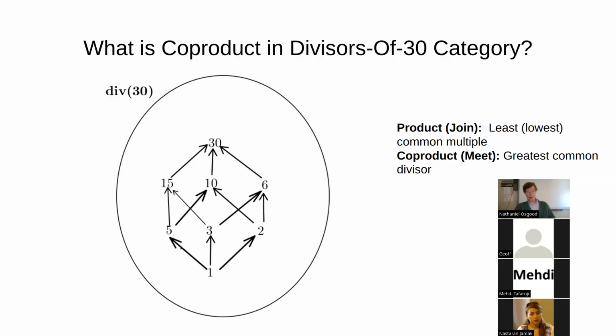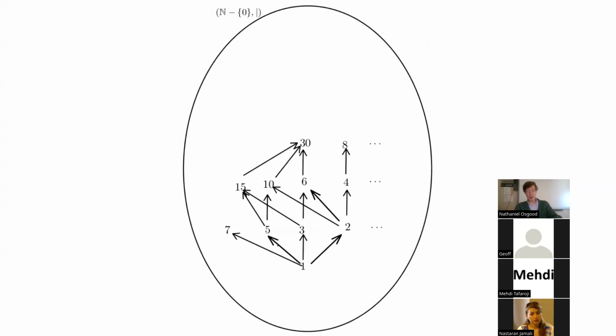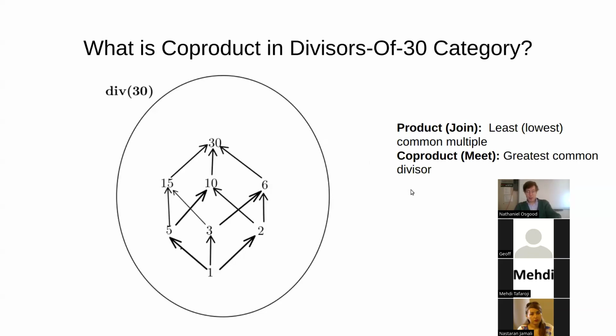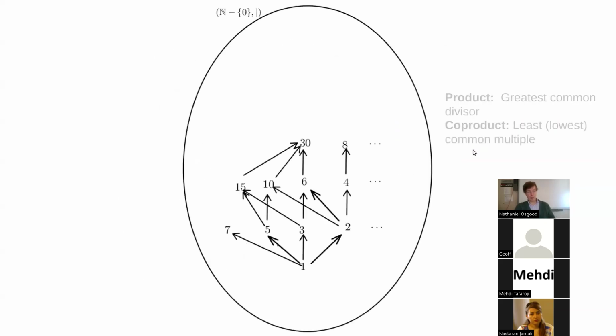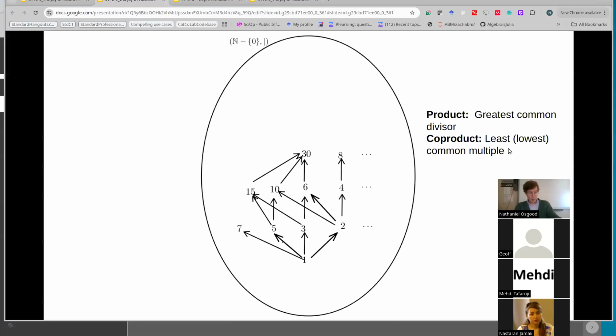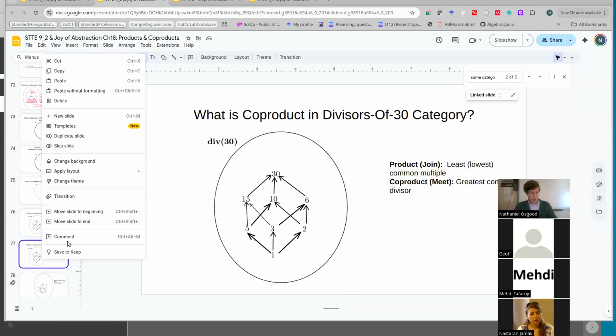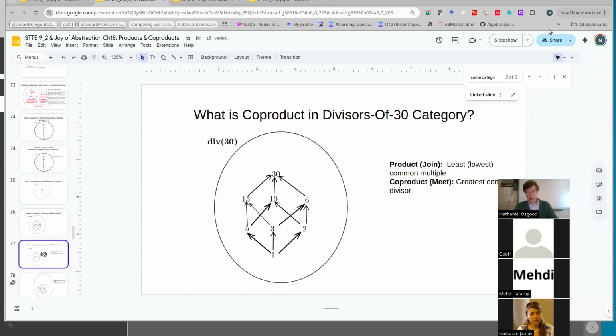Gosh, this should say product. No, that's incorrect. These are reversed. It's reversed. I don't know what I was doing. Okay. Yeah. Product is greatest common divisor. Coproduct is least common multiple. That's correct. Yeah. So I don't know what this thing is doing. This thing is up to lunch. Okay.